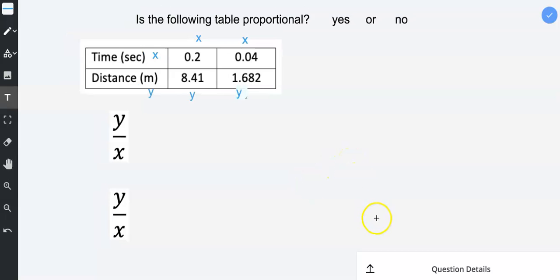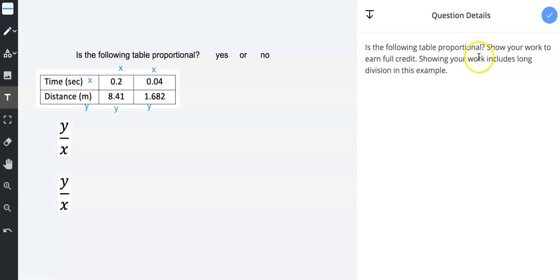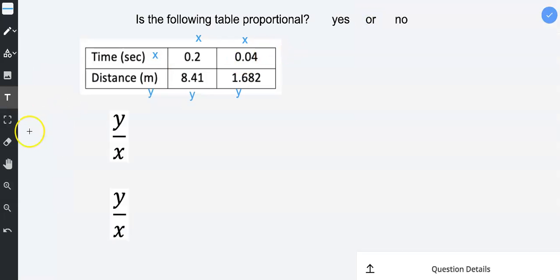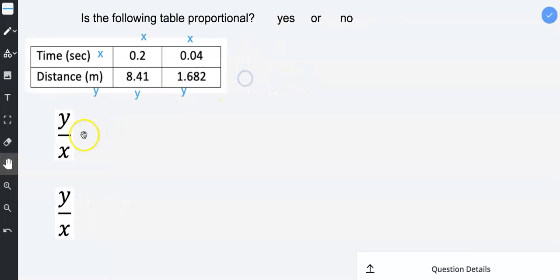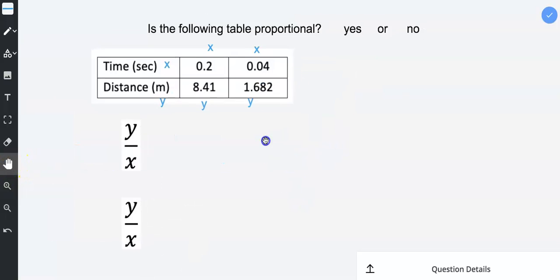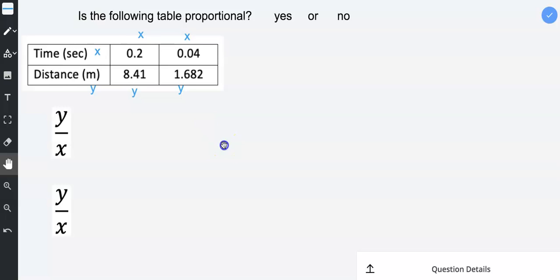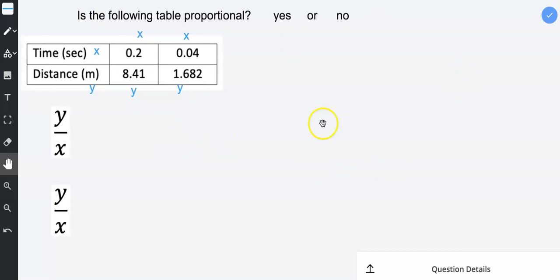Is the following table proportional? The directions for this one also said that we would need to show our work to earn full credit, and it says showing your work includes long division in this example. I can tell, since I'm going to be using long division and its decimals, that I'm going to need room. So I grab this hand tool, which is the panning, so I can move the objects around, and I'm going to just push that over so I have lots of space over here to work.